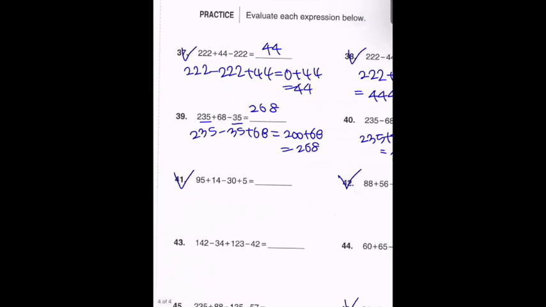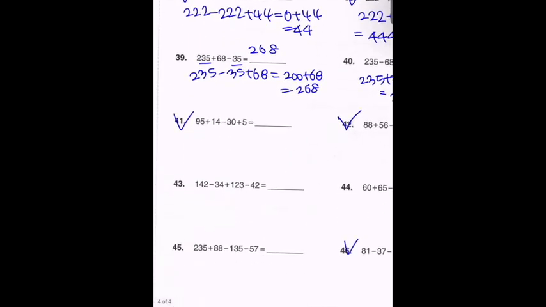Now I'll solve 41. So for 41, we're going to do 95 and 5 first. Then we're going to subtract 30 and add 14, because that's going to give us 100 minus 30 plus 14, which is 70 plus 14, so that would be 84.